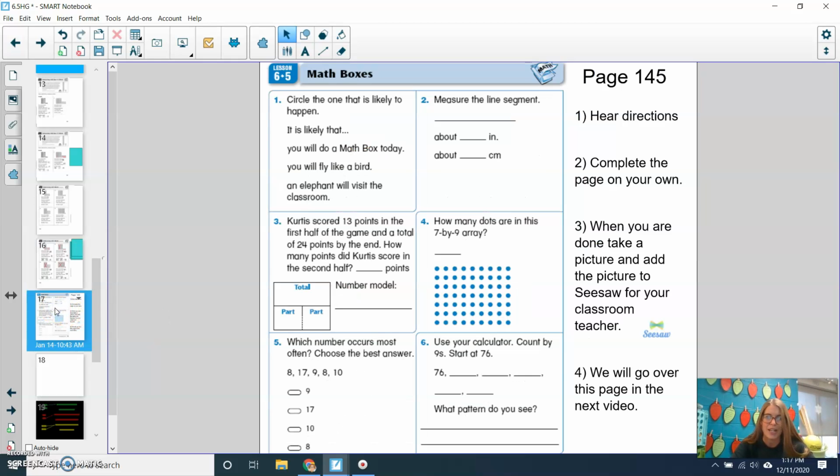The last thing we'll talk about today are our math boxes. So if you can open up to page 145 and take a look, circle the one that is likely to happen, measure the line segments in both inches and centimeters, filling out your total part. How many dots do you see? Which number occurs the most often? And if you'd like to use a calculator for number 6, count by nines starting at 76, and then see if you notice any type of pattern.